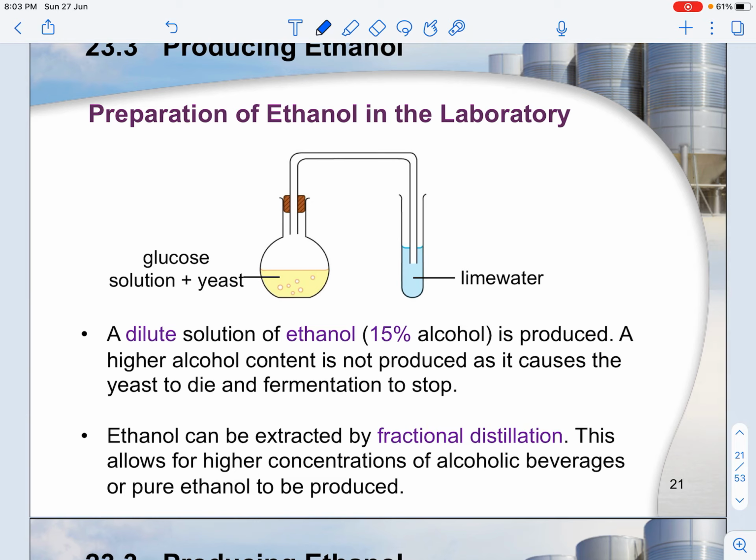Okay, how are we able to prepare it in the lab? Same thing, but we just have to ensure that there is the absence of oxygen. Therefore, you need a stopper. Okay? And if the temperature is raised beyond 37 degrees Celsius, the enzymes will get denatured and therefore everything will stop.